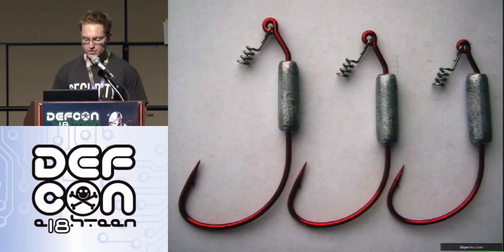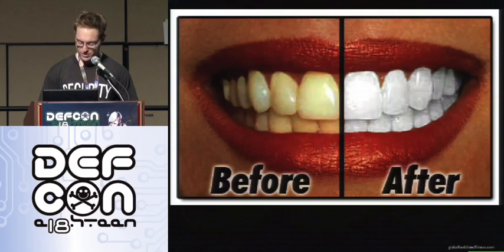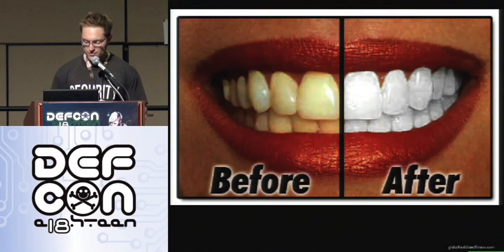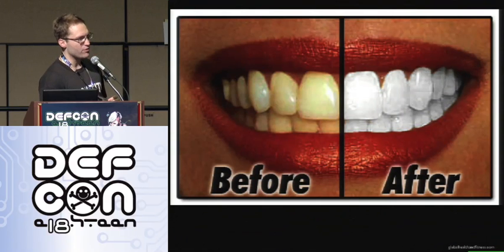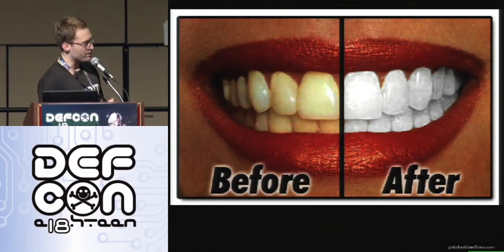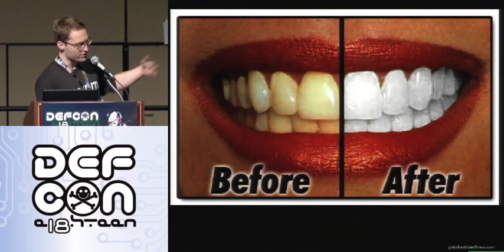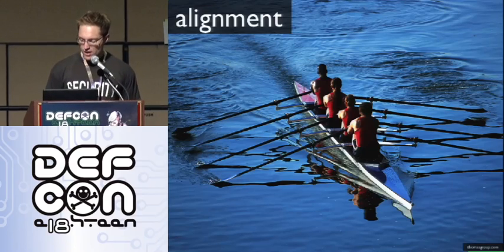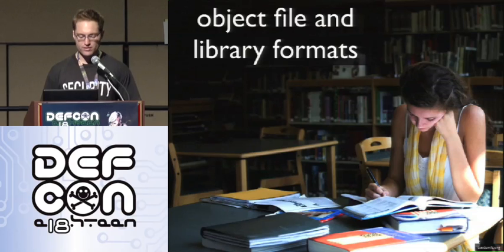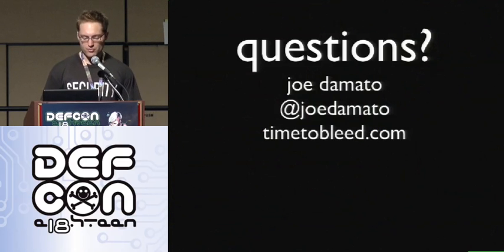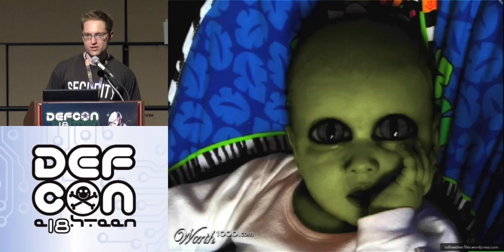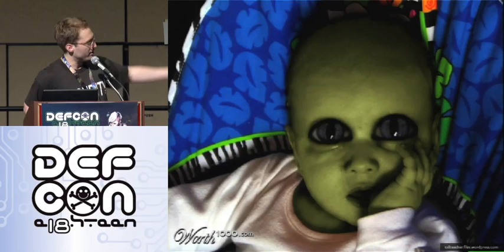So just to recap, we talked about 3 different binary patching techniques. These techniques leave the original binary in working fashion after they're done. So kind of like teeth whitening, right? You can still eat food after you're done, it just looks a little different, same deal. And there's 3 things that matter, right? There's alignment, calling convention, and object file and library formats. And before I end this, I actually had a couple extra slides of something really weird I found that I wanted to share in case I had some extra time. So look, an alien baby.